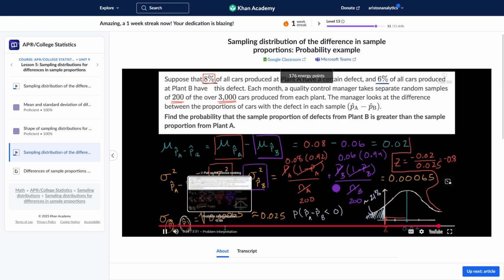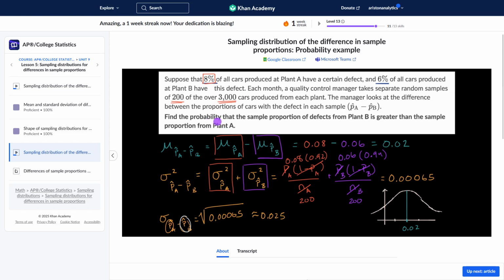Negative, or let's just watch the whole thing. It is going to be negative. So this is equivalent to the probability that the difference of the sample proportions, the sample proportion from A minus the sample proportion from B, is going to be less than 0. Or another way to think about it, that's going to be this area right over here.